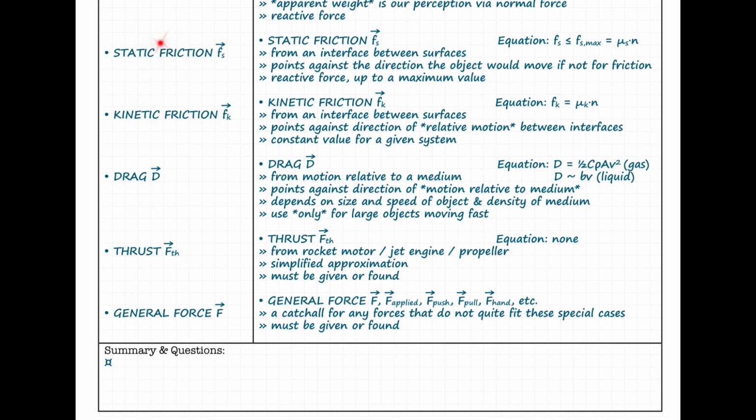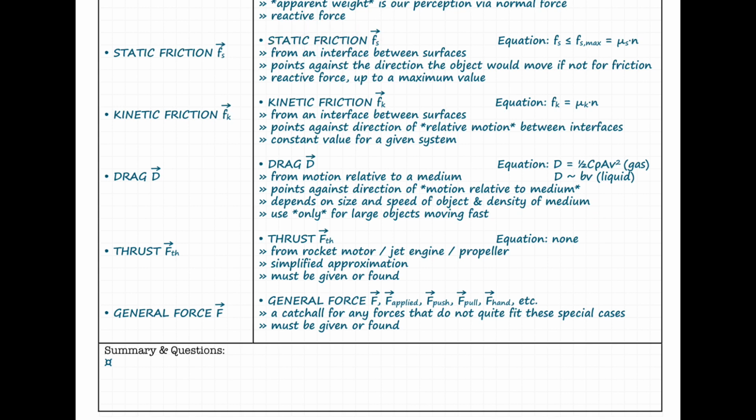We have two different types of friction. Static friction is for stationary objects. Kinetic friction, think of kinesiology or kinematics, is for an object that is in motion. Static friction is a force that is parallel to the interface between two surfaces. The force of static friction points against the direction that the object would move if it were not for the friction holding the object in place.